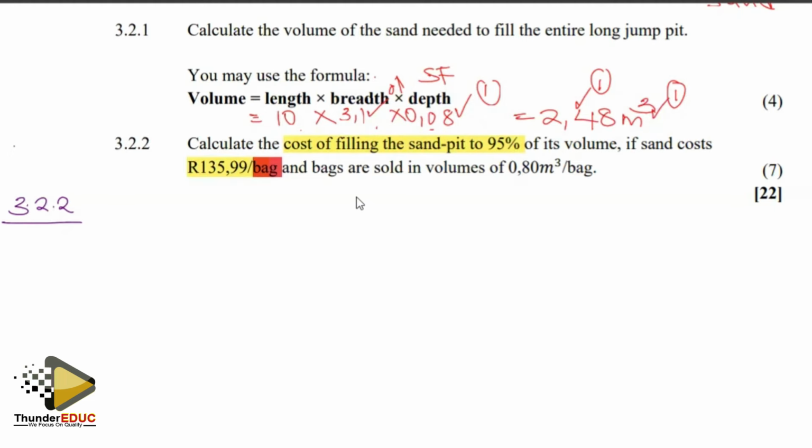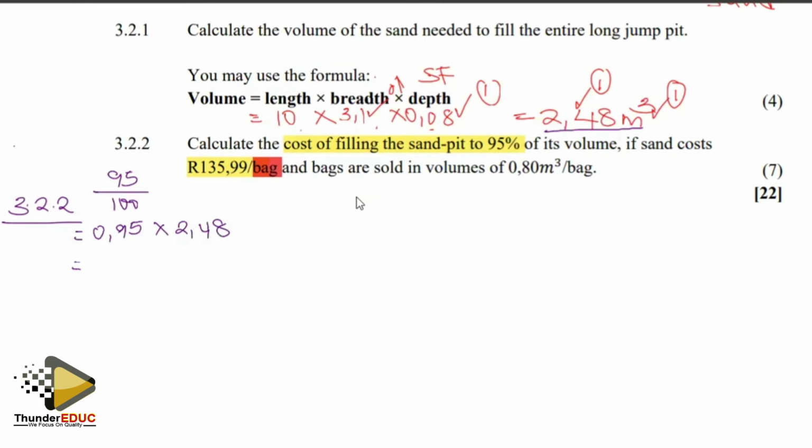So before we find the bags, we need to know how much of the sand we need. They're telling you the cost of filling up the sand pit. So how much volume do we need? You're going to look for 0.95. How do I get 0.95? I got the 95%. So times the volume that we've looked at already, the initial one, which is 2.48, in meters cubed. So you do that for me.